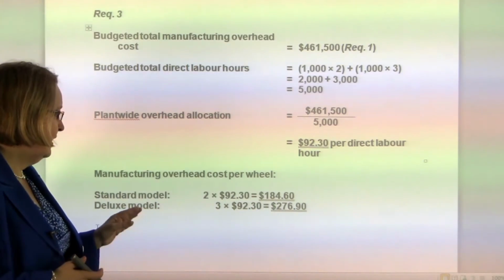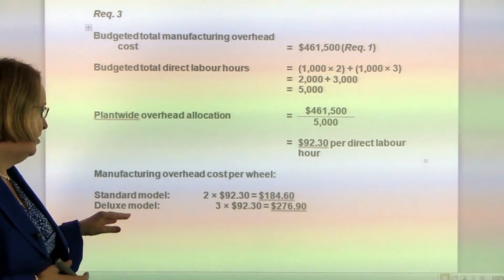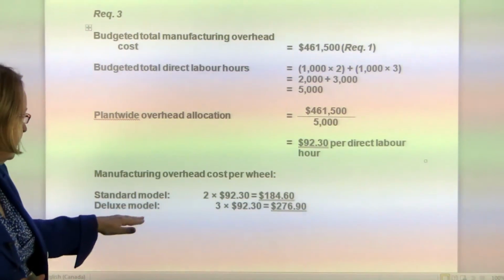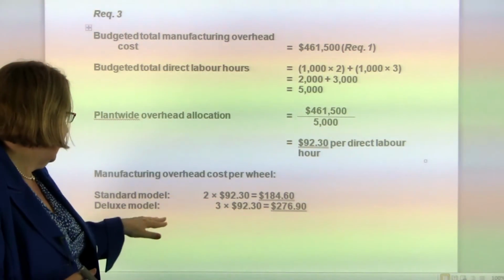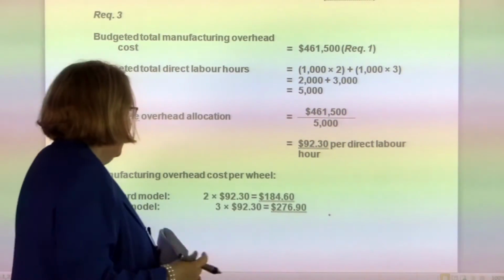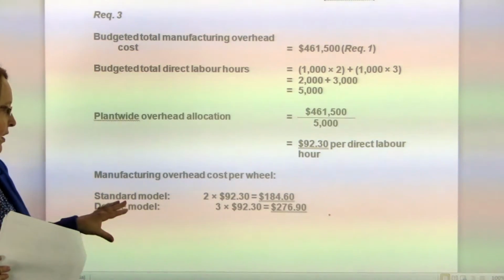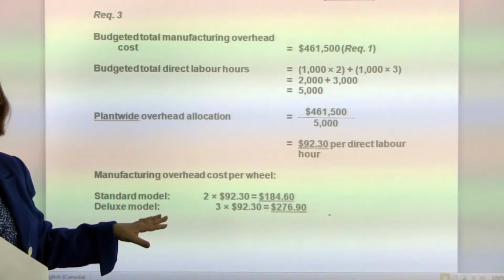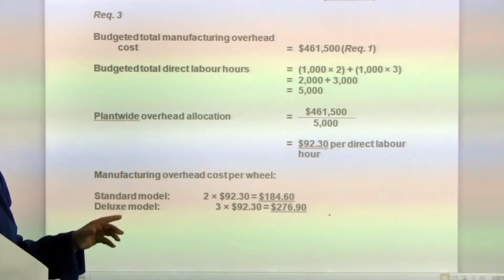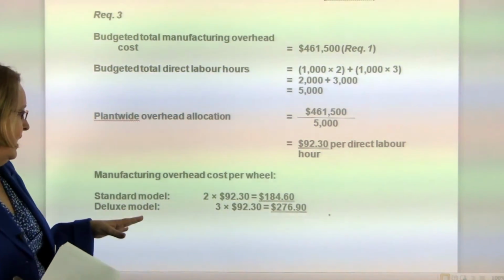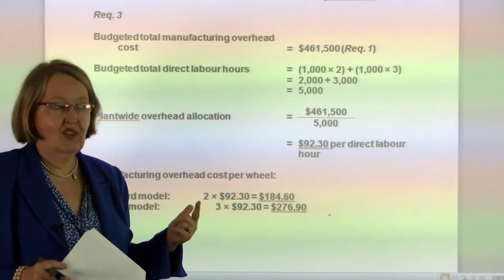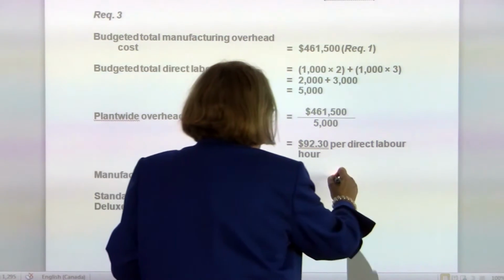So when you look at the cost assigned in overhead to each of the wheels, for the standard it's 2 times your 92.3, and deluxe 3 times 92.3. Okay, so these are the rates of overhead you would see charged if you were using the one rate for all your overhead activities. So now just think back to what we just calculated under activity-based costing and just compare.